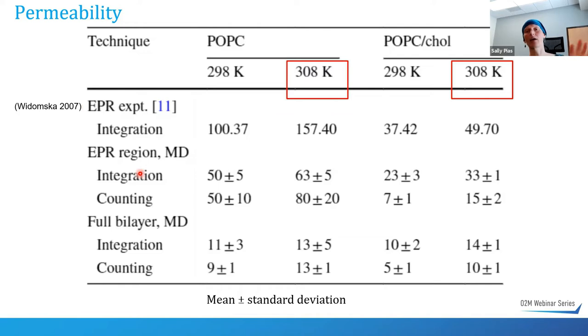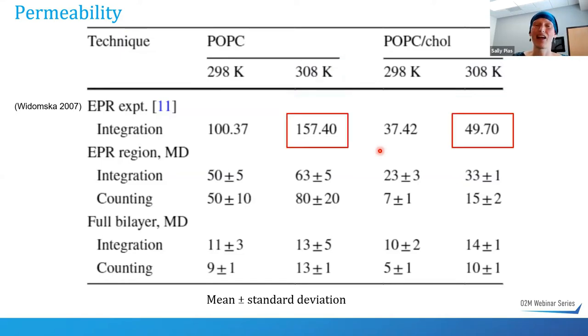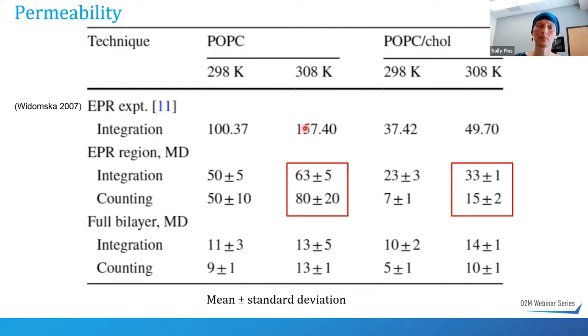So to start out with, we've done two temperatures, 25 degrees Celsius and 35 degrees Celsius. And I'm only going to focus on the 35 degrees Celsius, or 308 Kelvin part, closer to body temperature. And then this is the experimental comparison. So experimentally, there's a reduction of 3 times going from just POPC to POPC cholesterol. And this is the oxygen permeability.